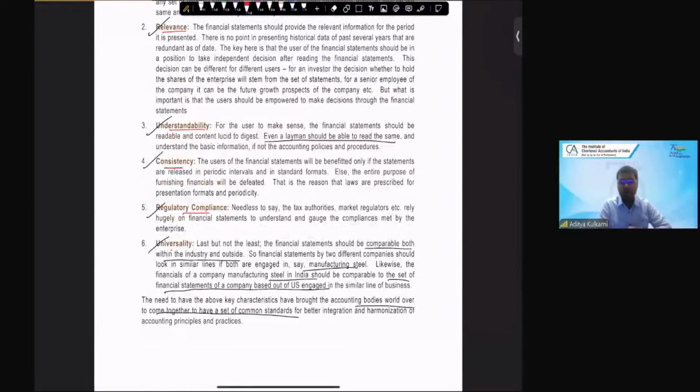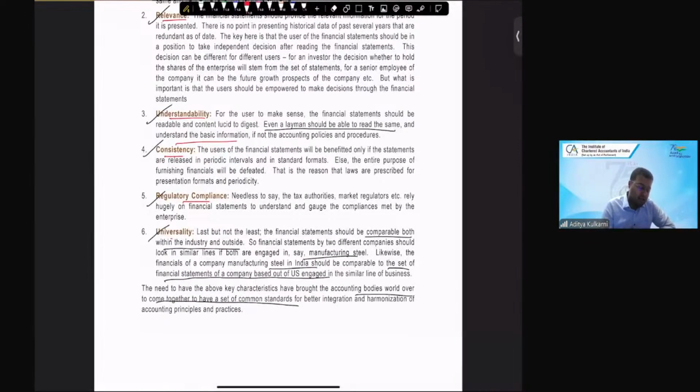Consistent from period to period in standard formats. Understandability, the statements should make sense. How they make sense to everybody, I also don't know, because there are so many things which do not make sense the first time when we read them as finance professionals. But they want it to be understandable. So they say even a layman should be able to read the same and understand the basic information, if not the accounting policies and procedures. That is something which they have to ensure.